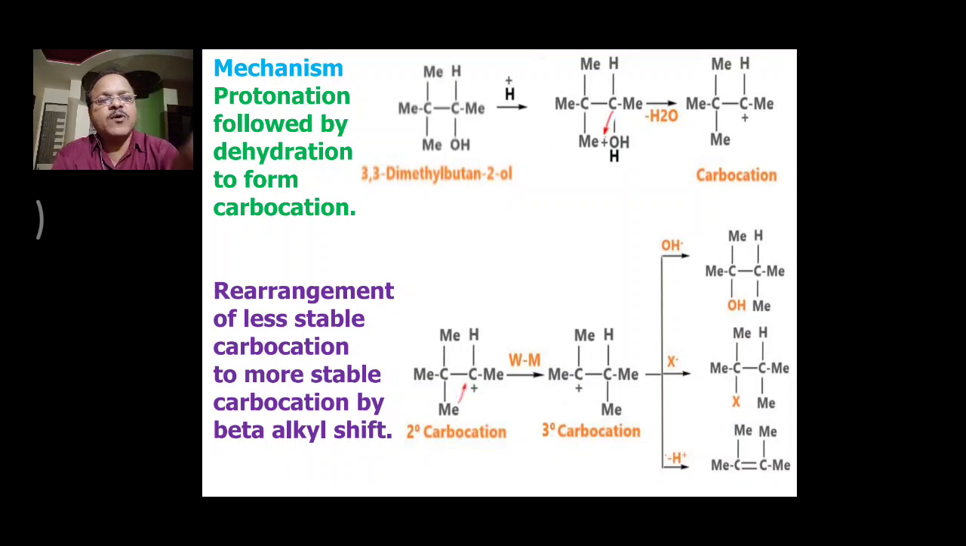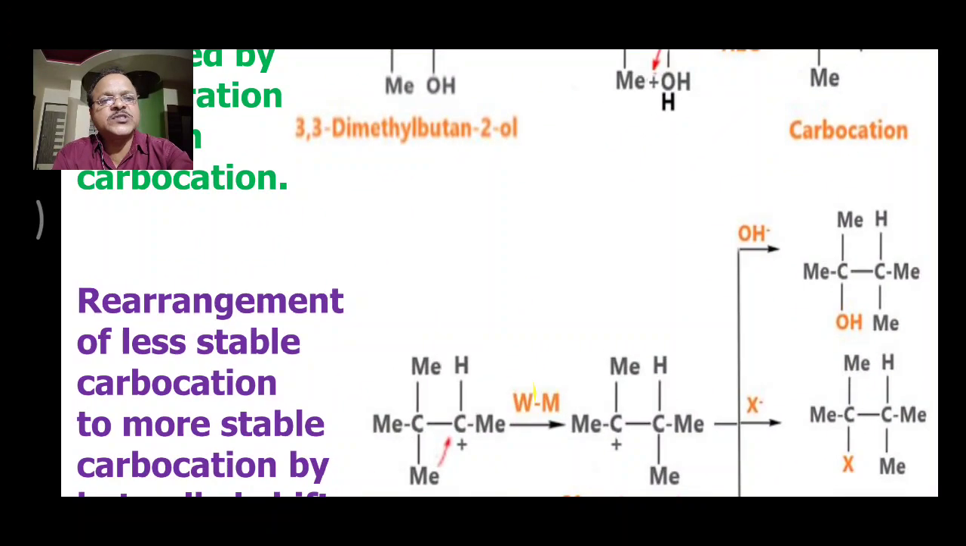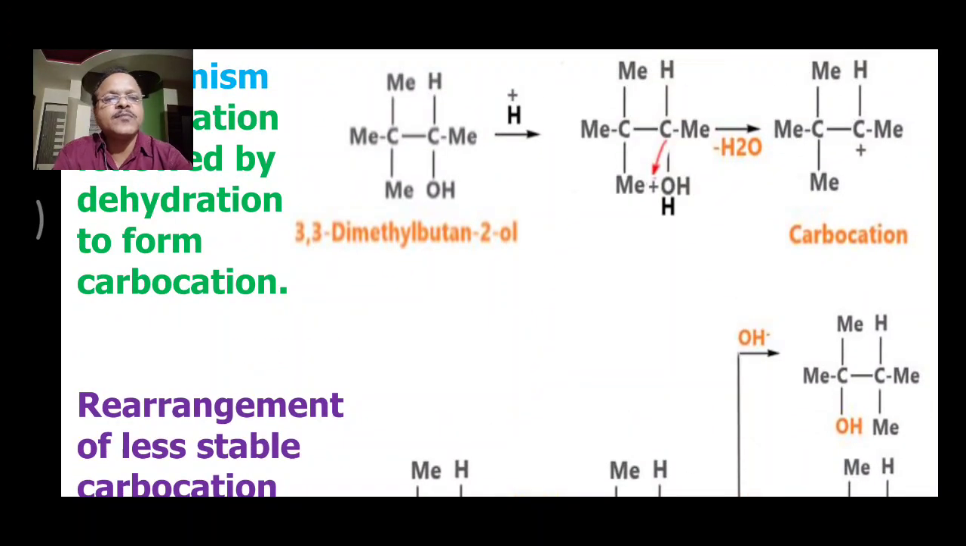The mechanism of Wagner-Meerwein rearrangement involves two steps. The first is protonation followed by dehydration to form a carbocation. Let me zoom in on this reaction. This is 3,3-dimethylbutan-2-ol. It can be protonated using Lewis acid or Bronsted acid. Now this H+ forms a bond with the OH and there is formation of OH2+. Now oxygen carries a positive charge.